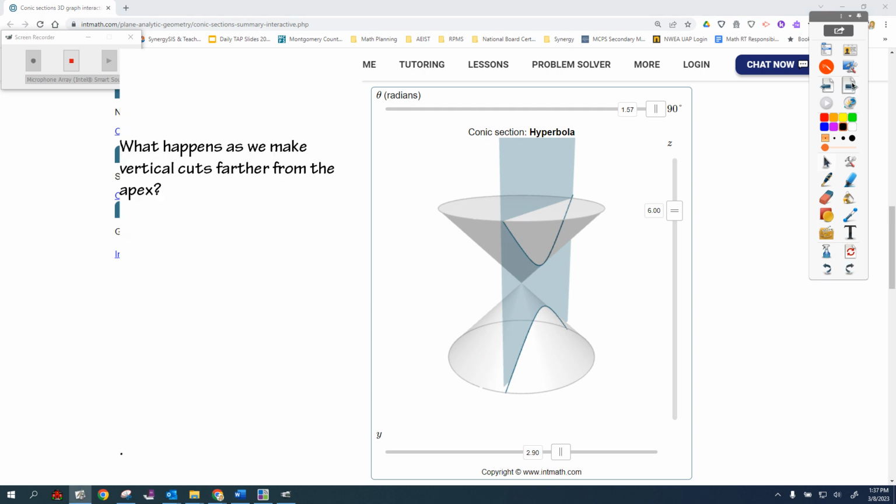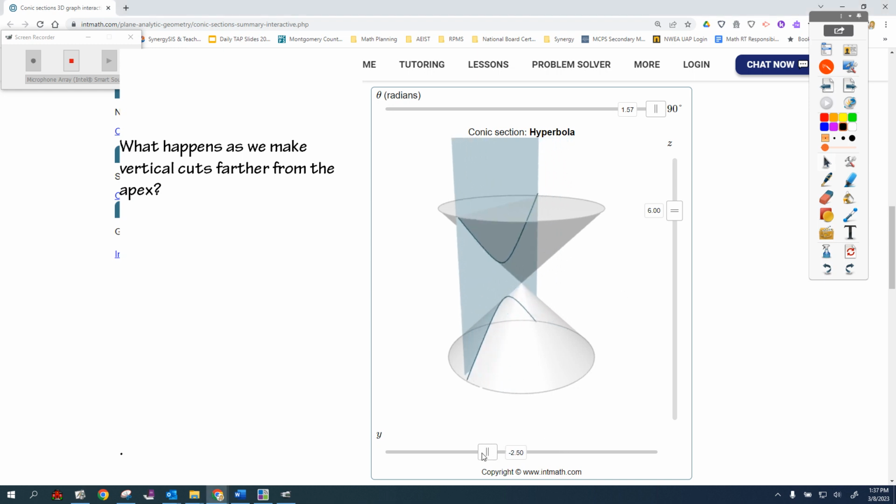And then I also get what happens when the vertical cuts are farther from the apex. As I pull them away from the apex, the branches of the parabolas, which I would call the entire conic a hyperbola, become more wide as it approaches the outside of the cone.